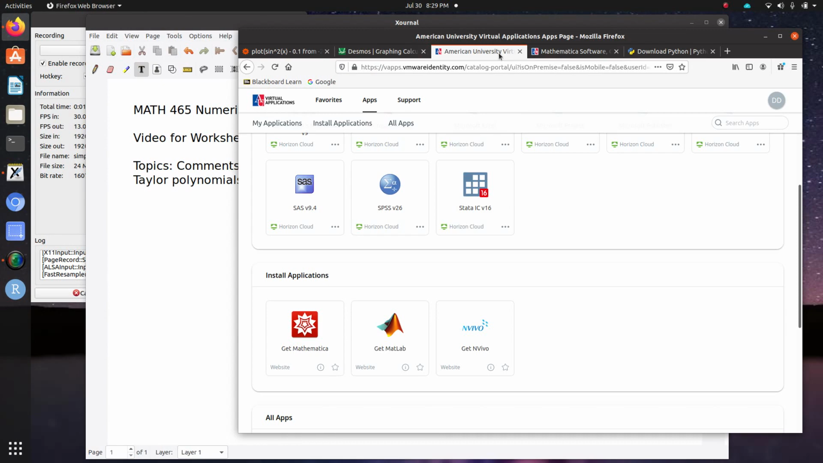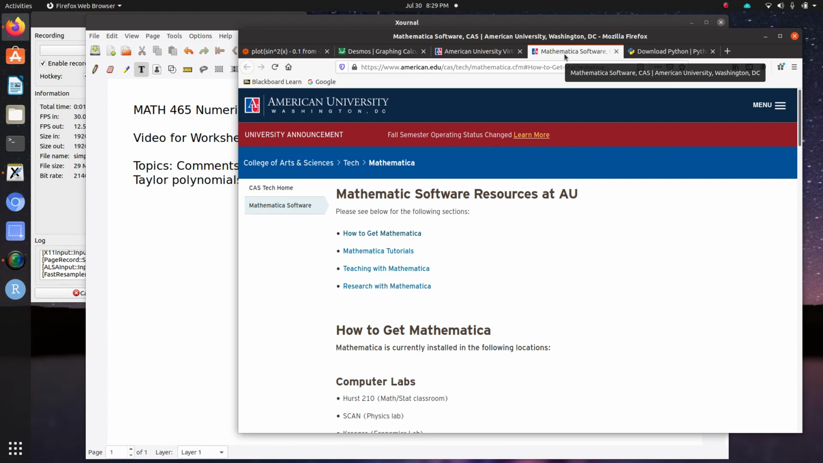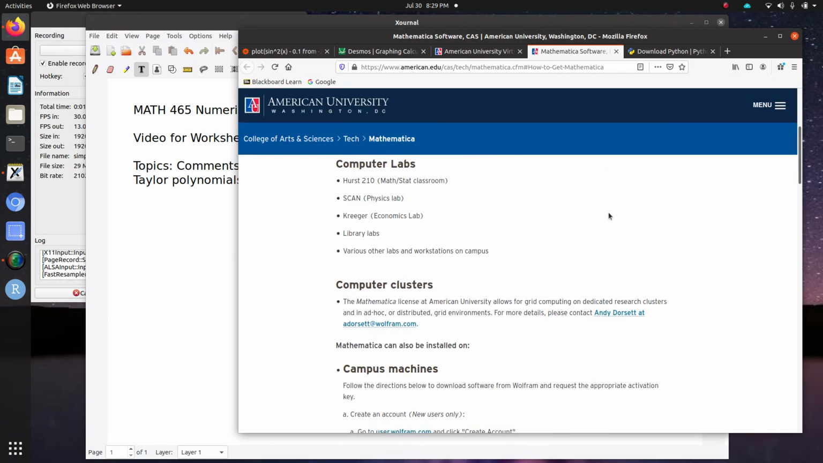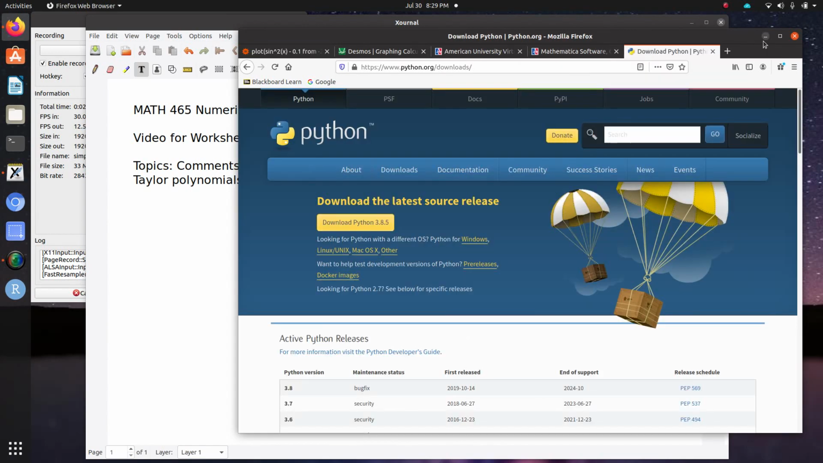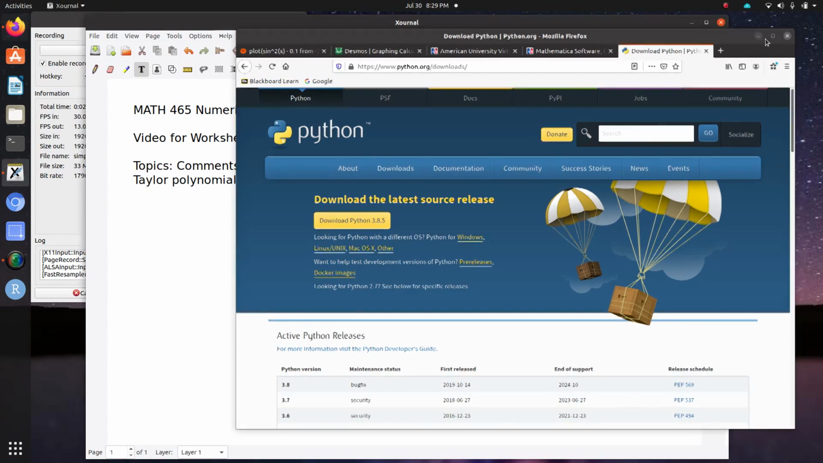By the way, to get to this particular page, you need to use Duo, and if you need help getting that set up, let me know, and if I can't help you, I will refer you to the help desk on that. But you can get into this page and you have access to a lot of things. You have access to Mathematica if you want it, not required. For the things we're doing in this class, other than Python, Desmos or Wolfram Alpha will be sufficient. Okay, so those are just some comments I wanted to make about that.